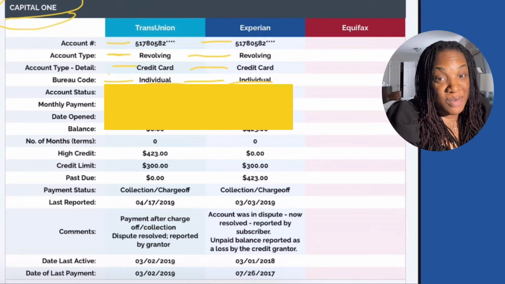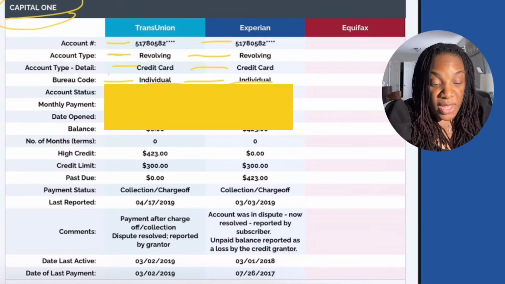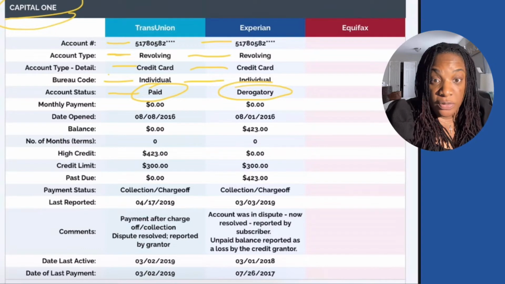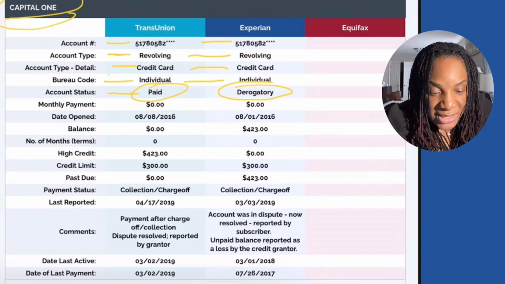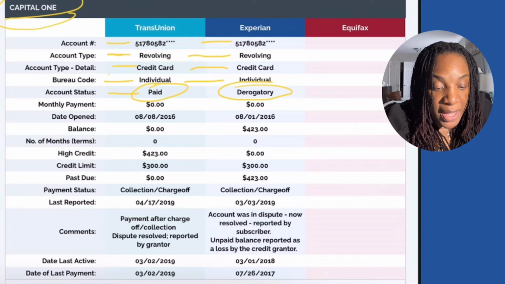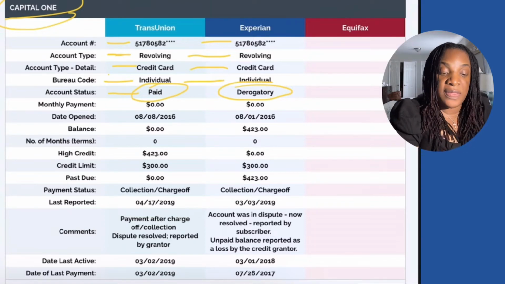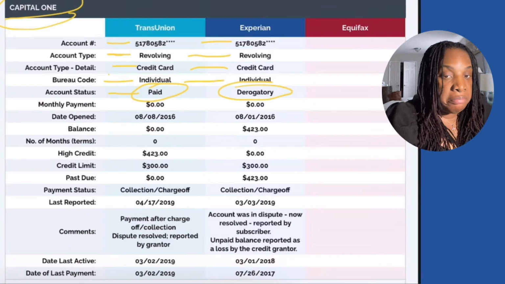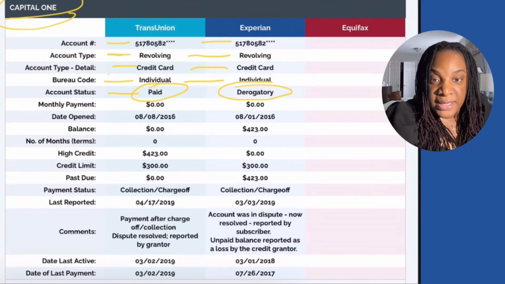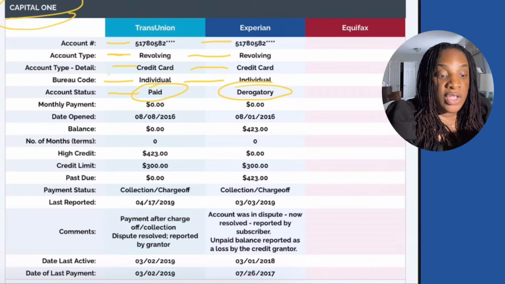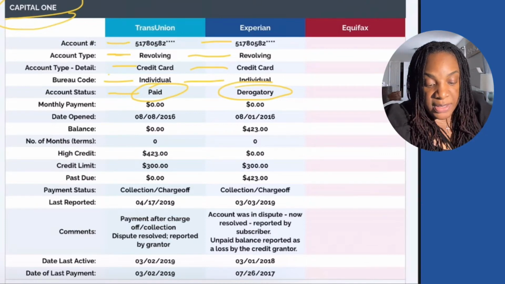Okay, so here comes the discrepancy, guys. This particular client paid off this credit card charge off. As you can see, the account status says paid here, but over here, Experian is saying that this account is derogatory. We don't want that as that account status. It was that account status before the client paid off the actual charge off. So that is a discrepancy.